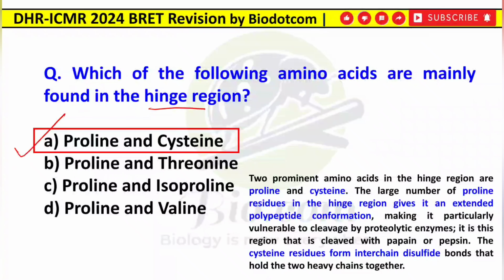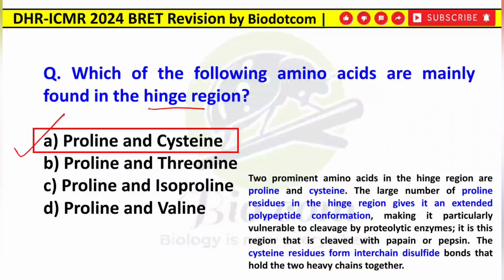It is also possible that you are asked about the function: what is the function of proline and cysteine in the hinge region? Proline gives the hinge region an extended polypeptide conformation, and it makes it vulnerable to cleavage by different proteolytic enzymes. The cysteine residues are for the formation of interchain disulfide bonds.